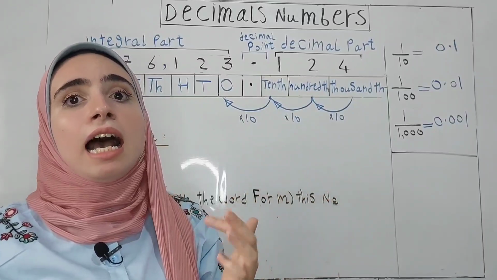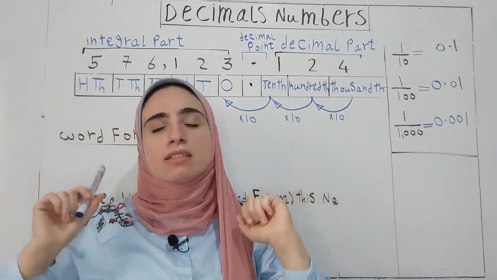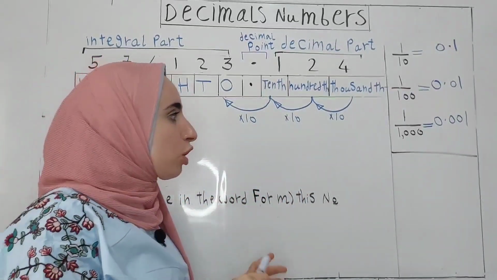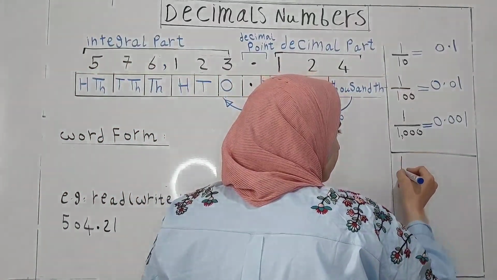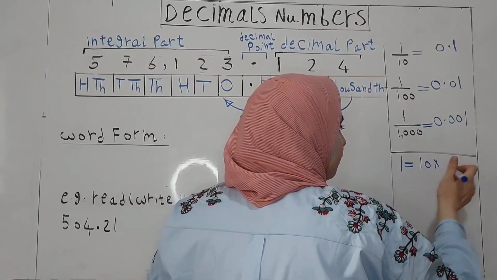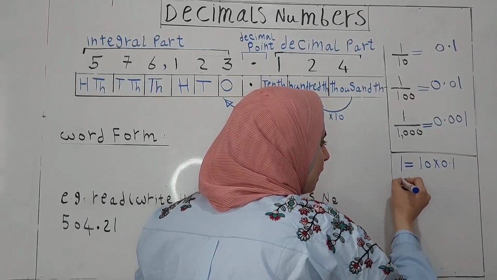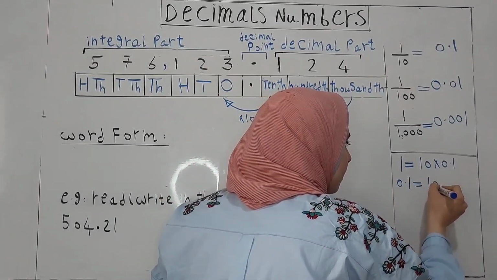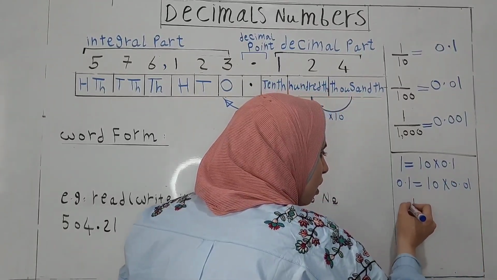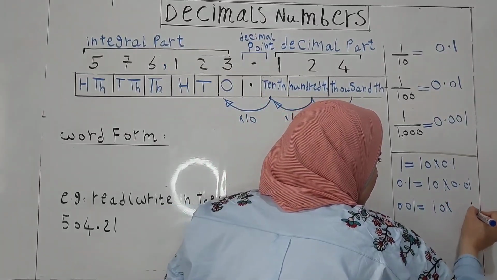We learned that as we go from one place to the next higher place, the digit increases in value by multiples of 10. So 1 is 10 tenths, and a tenth equals 10 hundredths, and a hundredth equals 10 thousandths.